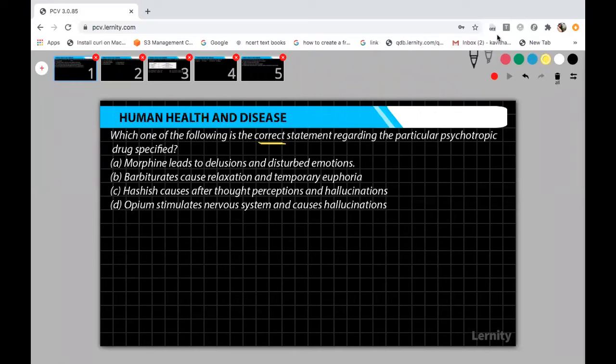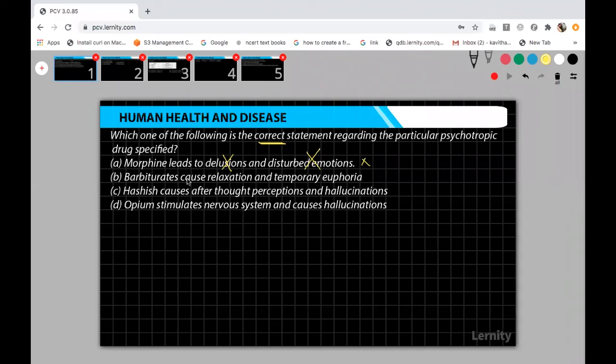Morphine leads to delusions and disturbed emotions. Okay. Morphine leads to delusion. Illusion and delusion will be caused by hallucinogens. Morphine comes under opiate narcotics. Okay, so it will not cause delusion and disturbed emotion because it is narcotic, in the sense that it is going to calm down. It will not cause us disturbed emotion. Okay, so this statement is wrong.